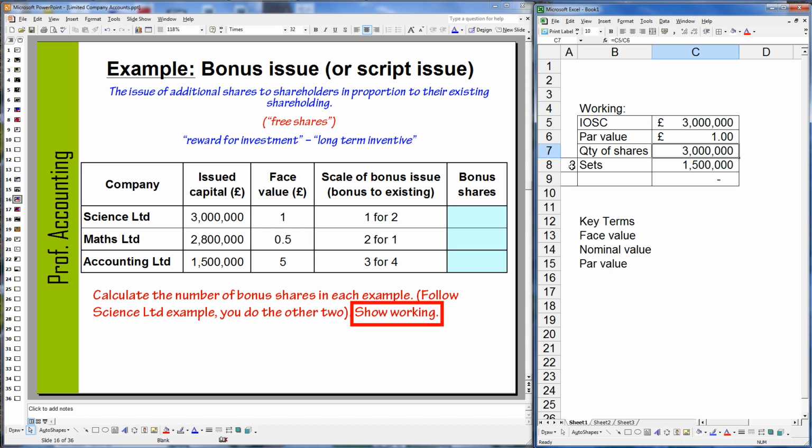The next step is to then say, well, if we've got 1.5 million sets, we're going to give 1 extra share, so 1 bonus share, and that is 1 times the number of lots. So yes, it's the same answer because it's times by 1. So your answer for Science Limited is, with this bonus issue, there is an extra 1.5 million shares in total.